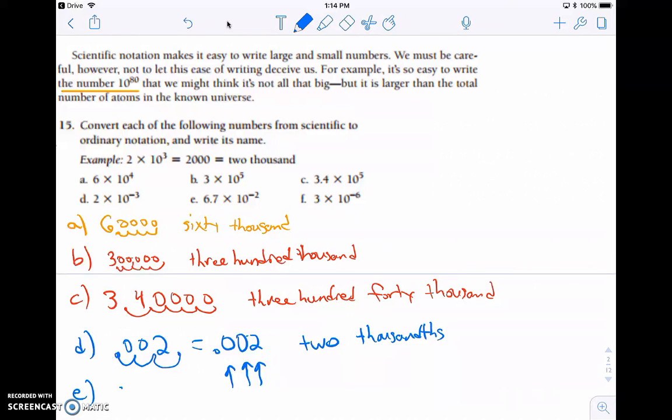Similarly, on E, if you have 6.7 times 10 to the minus 2, you take 6.7 and you're going to move it 2 places to the left, so you'll get 0.067, and that is 67 thousandths.